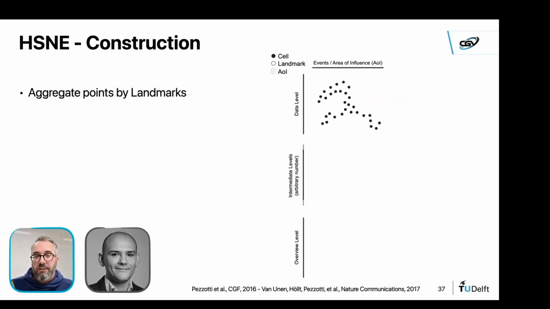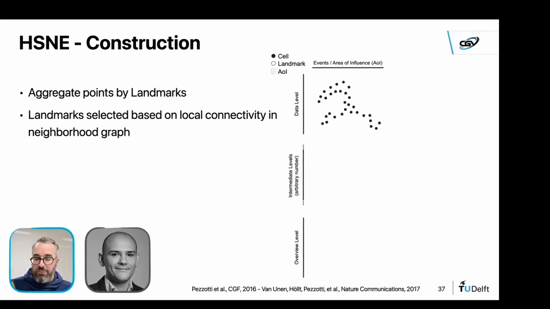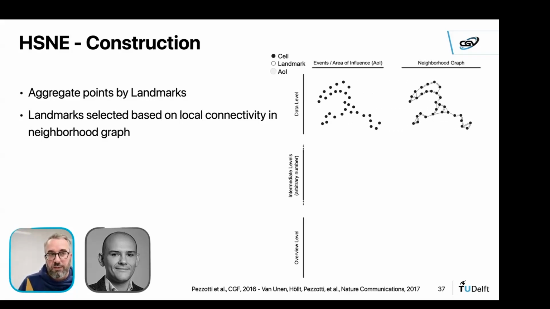The idea is that we aggregate points by what we call landmarks, which are just representative points that represent a small area or a small group of points around them. We start in this illustration with our original data, the lowest level, the data level. This is just all of the data points, and we build a neighborhood graph on these. In t-SNE and other methods, we use the KNN, so we use the same here to build the neighborhood graph on the original data level.